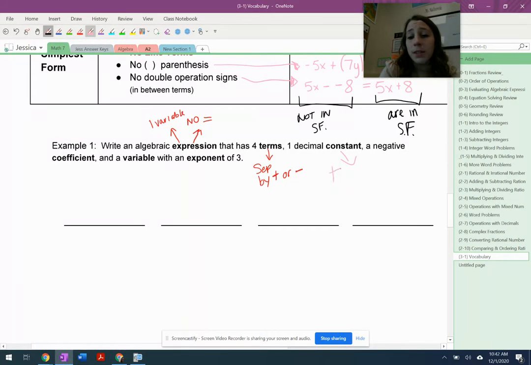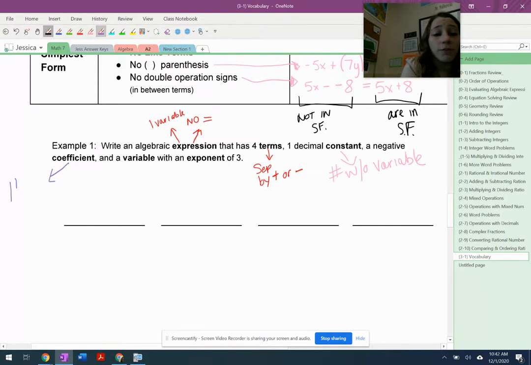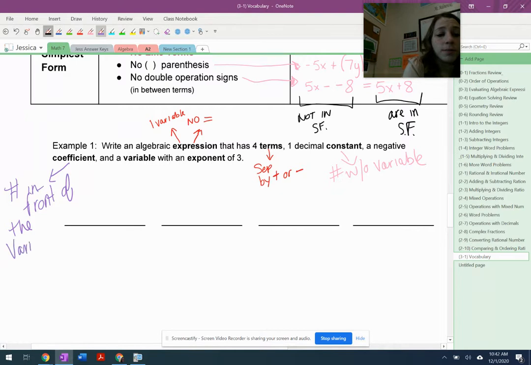Constant, we remember, is a number without a variable. A negative coefficient, a coefficient is the number in front of the variable. Which is why the sooner you memorize these words, the happier you'll be. We know what a variable is. A variable is just one of those letters. And an exponent is that smaller raised number.